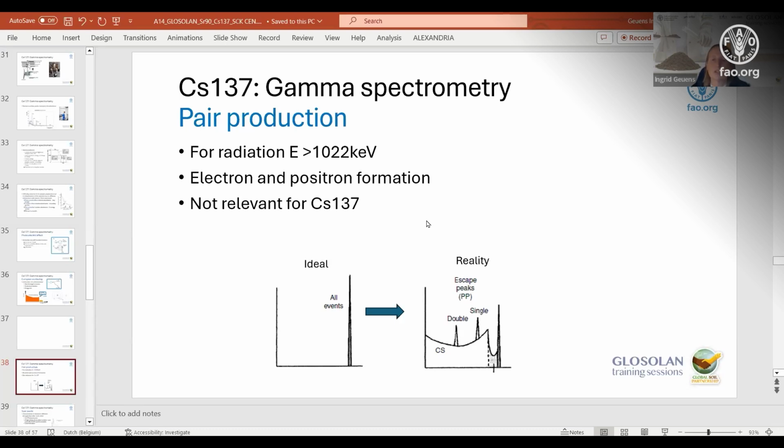Again, for cesium-137, it's not relevant, but sometimes if other nuclides would be present and you don't have them separated away, you will see some peaks that you cannot assign to a specific isotope. And that can give you some doubts about your spectrum, you see.